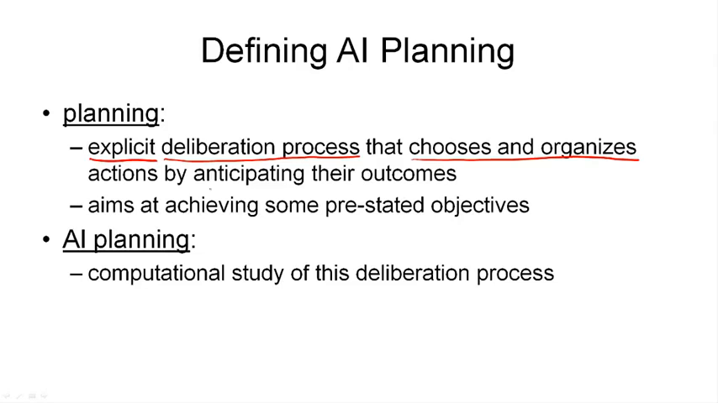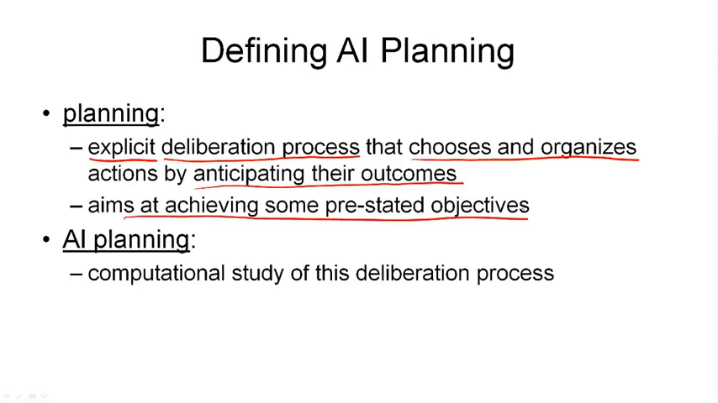And the way we do this is by anticipating the outcomes of the different actions that we have available as options. So we think about, what will the world be like if we do this action? And the result is either what we want or don't want. And that's what the next point is. The process aims at achieving some pre-stated objectives. So there are things that we want to have true in the world. These are our objectives. And by anticipating the outcomes, we can compare the world states as they will be when we execute an action to the ones in which the objectives we try to achieve are satisfied. So that is what we mean by planning.